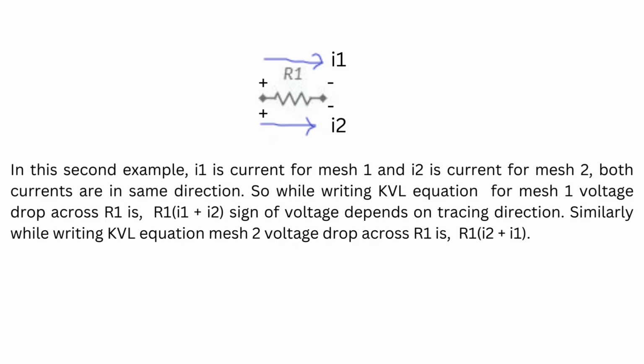In this second example, I1 is the current for mesh 1 and I2 is the current for mesh 2. Both currents are in the same direction. So while writing the KVL equation for mesh 1, the voltage drop across R1 is R1 into bracket (I1 plus I2). The sign of the voltage depends on the tracing direction. Similarly, while writing the KVL equation for mesh 2, the voltage drop across R1 is R1 into bracket (I2 plus I1).